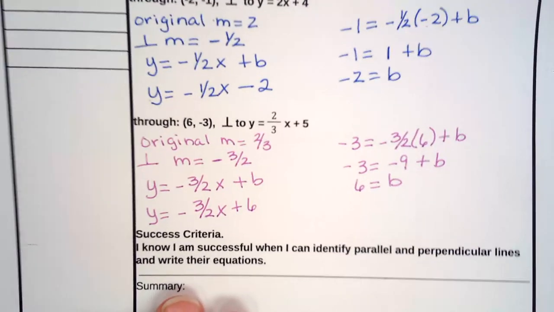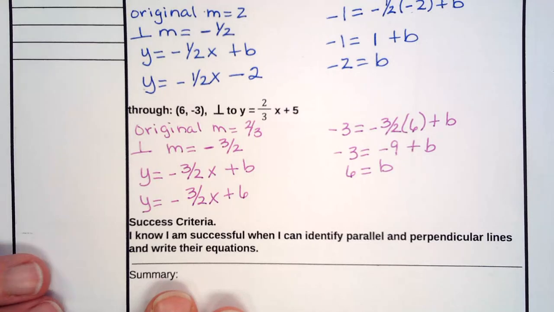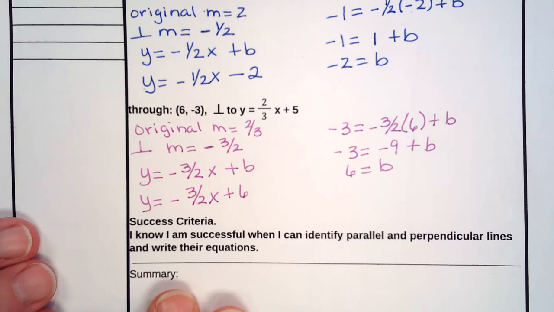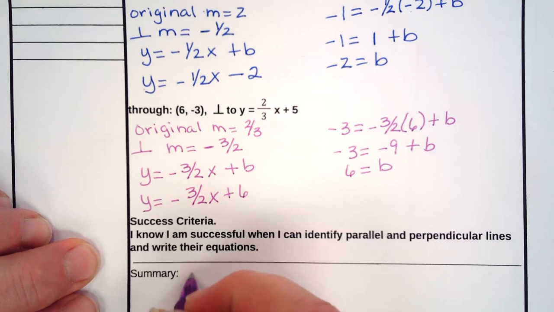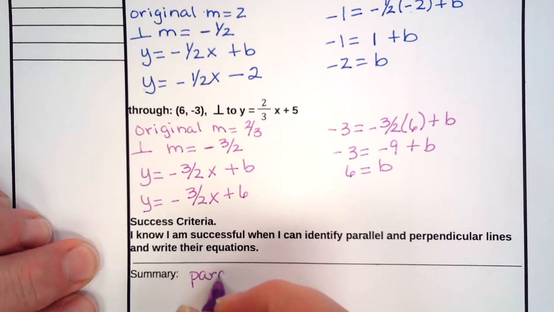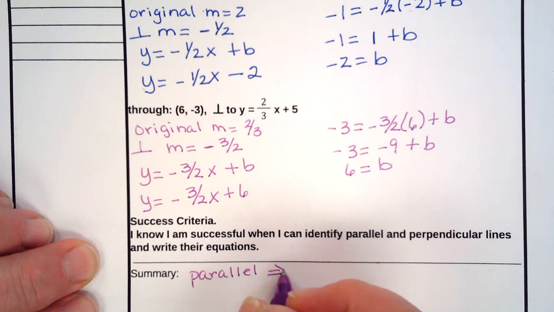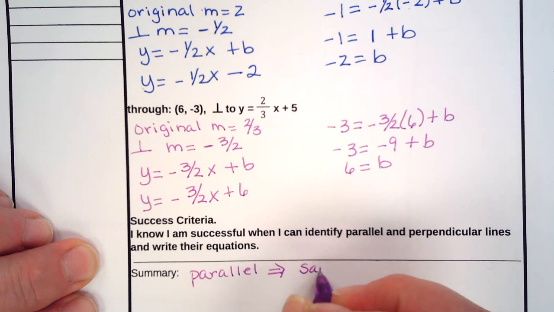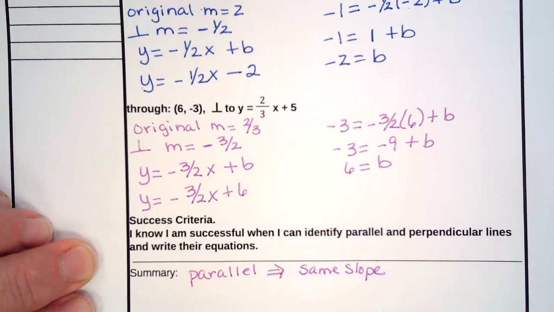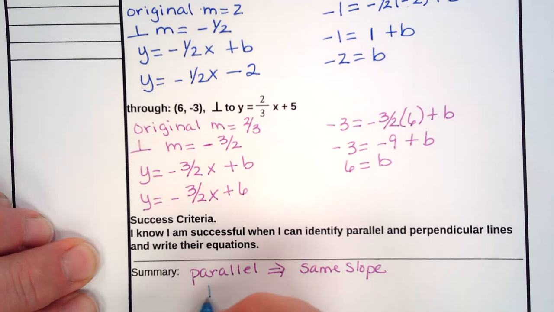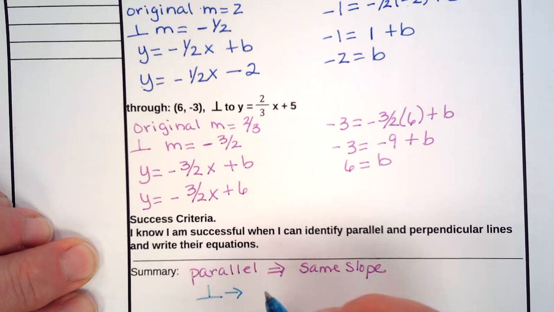How do you know when you're successful? When you can identify parallel and perpendicular lines and write their equations. So parallel, same slope. Perpendicular, opposite reciprocals.